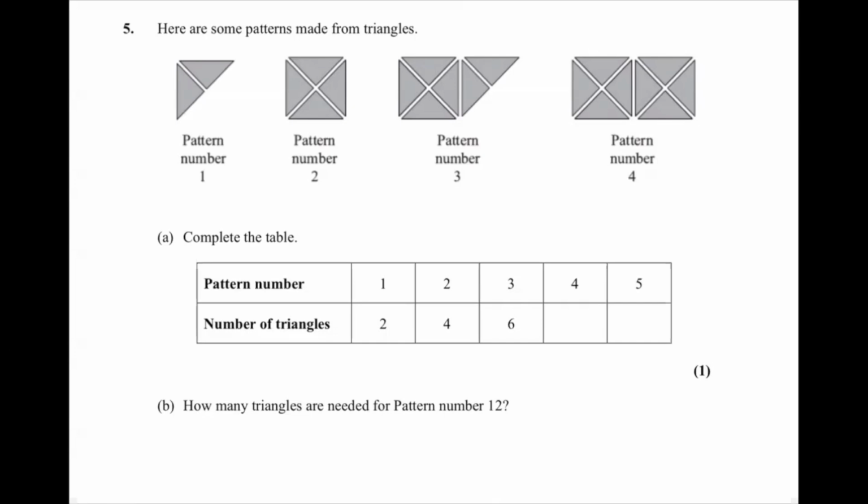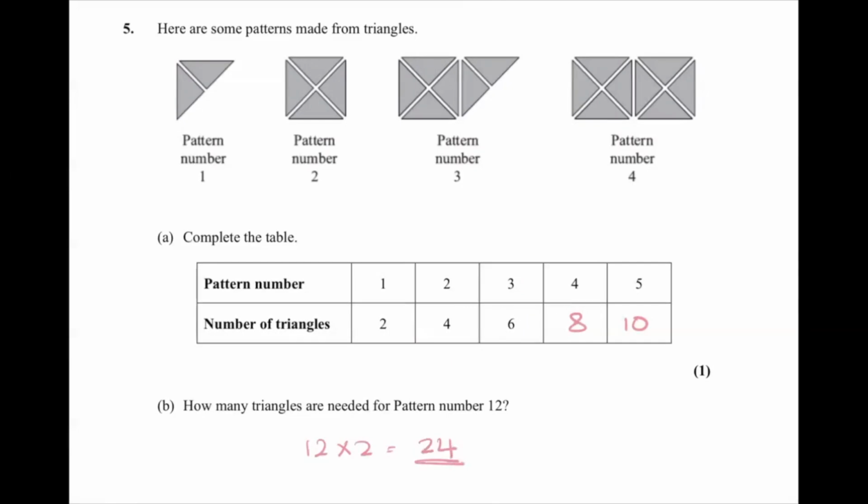Okay, we need to complete the table. We can see that this is going up in 2s. So we've got 8 and 10. How many triangles are needed for pattern number 12? Well, you could just continue the pattern to work that out, or you could spot that actually these are just doubling. So pattern number 2 doubled, pattern number 3 doubled to get the number of triangles. So 12 times 2 is 24.